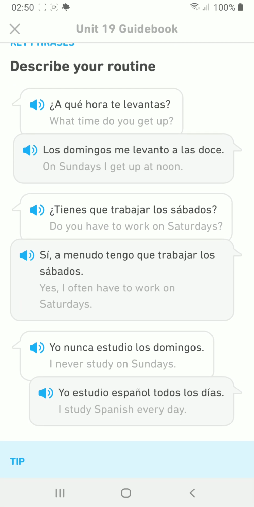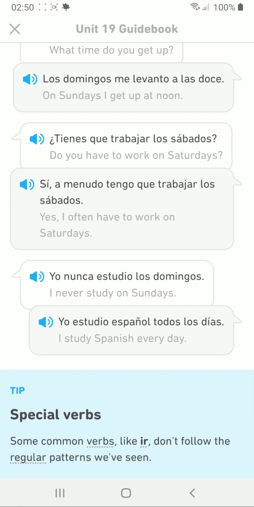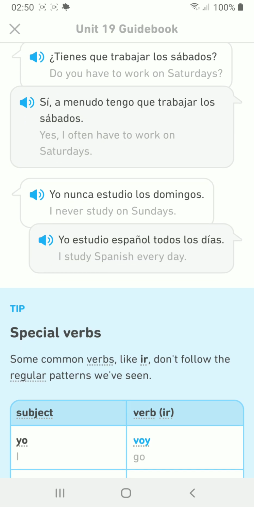Sí, sí, a menudo. So often. A menudo is often. A menudo tengo que trabajar los sábados. And then we have, yo nunca, never. Yo nunca estudio los domingos. I never study on Sundays. Yo estudio español todos los días. Every day. Todos los días. Todos is all. So todos los días is every day.